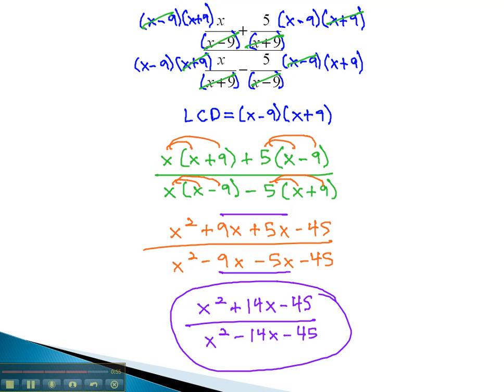If we have a binomial in our denominators, that binomial is simply part of our least common denominator, and we continue to clear the small fractions by multiplying each term by the LCD.